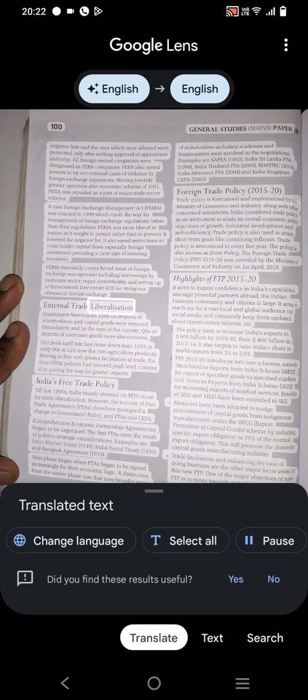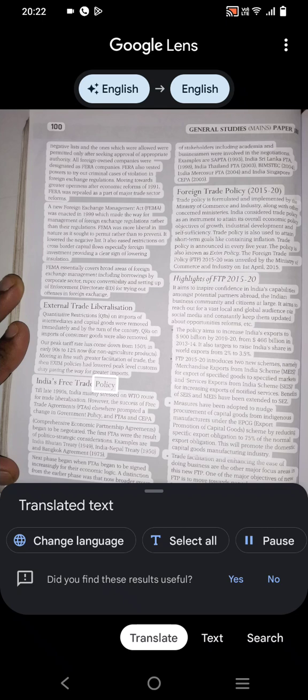External trade liberalization. Quantitative restrictions, QRs, on imports of intermediates and capital goods were removed immediately, and by the turn of the century, QRs on imports of consumer goods were also removed. Our peak tariff rate has come down from 150% in the early 90s to 12% now for non-agriculture products. Moving in line with greater facilitation of trade, the then EXIM policies had lowered peak-level customs duty, paving the way for greater imports.